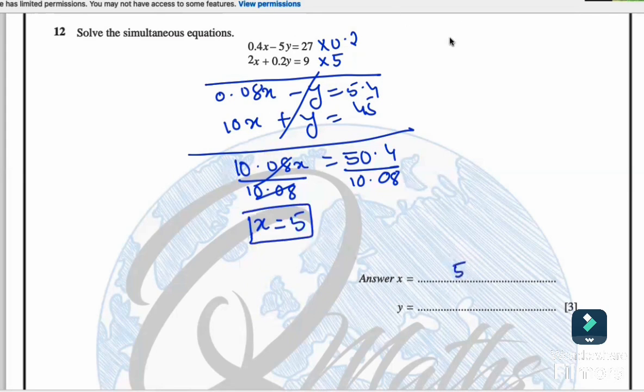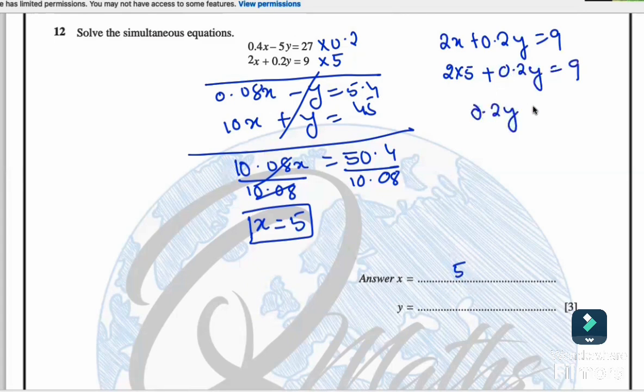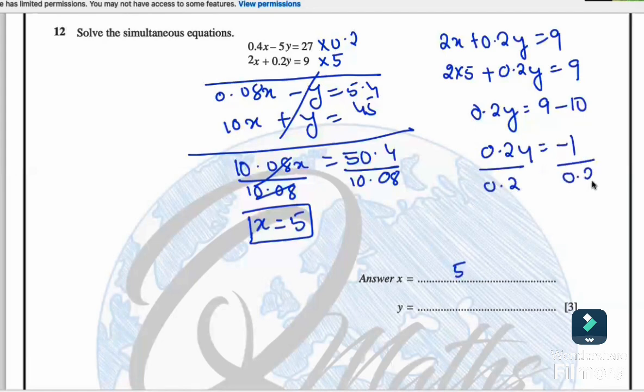Now let's get the value of y. Okay. Therefore, I'll take any equation, you can take, not a problem. Therefore, 2x plus 0.2y is equal to 9. So 2 into 5 plus 0.2y is equal to 9. So 0.2y is equal to 9 minus 10, which is 0.2y is equal to minus 1. And dividing by 0.2 on both of the sides will give you y is equal to minus 1 divided by 0.2, which is going to be negative 5.